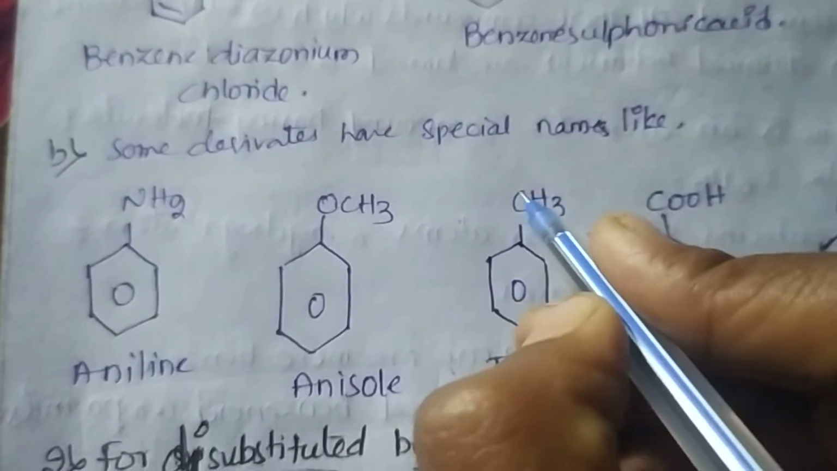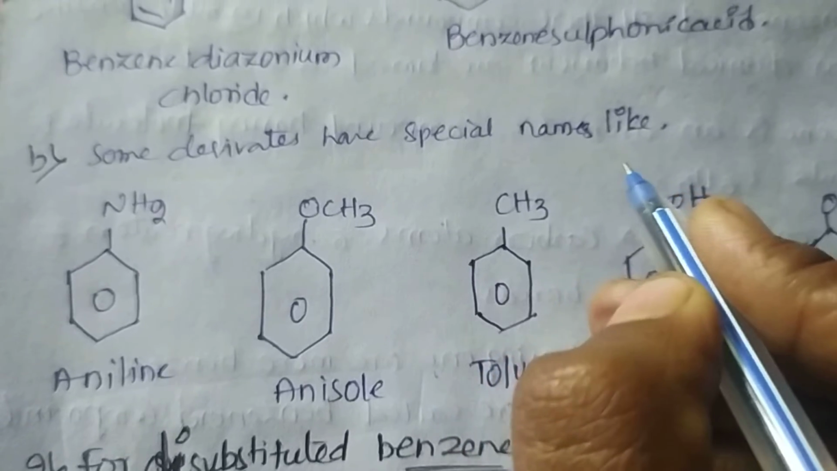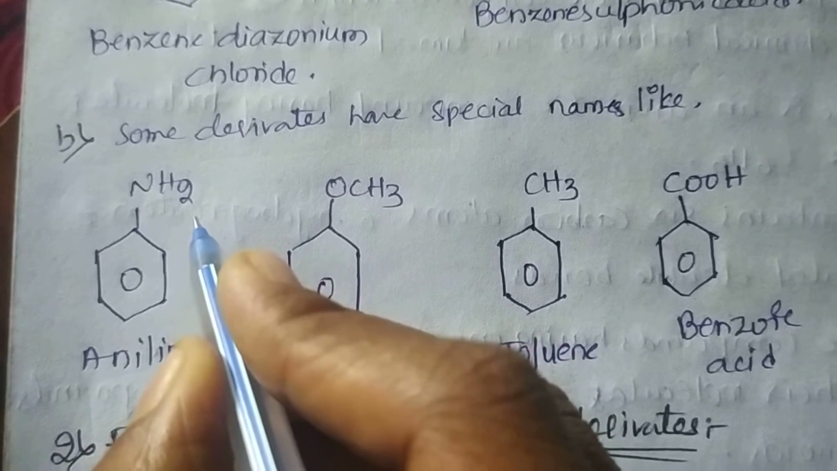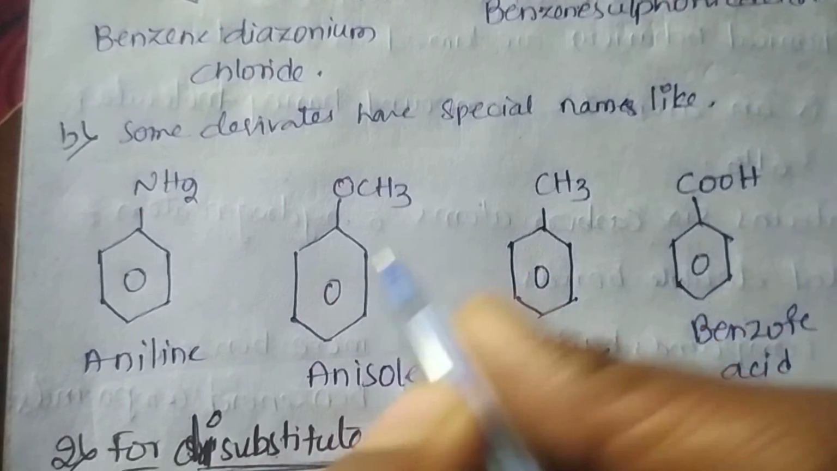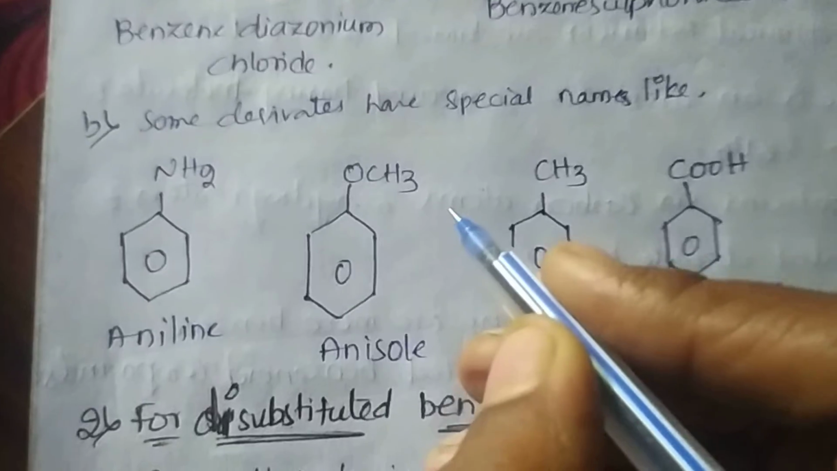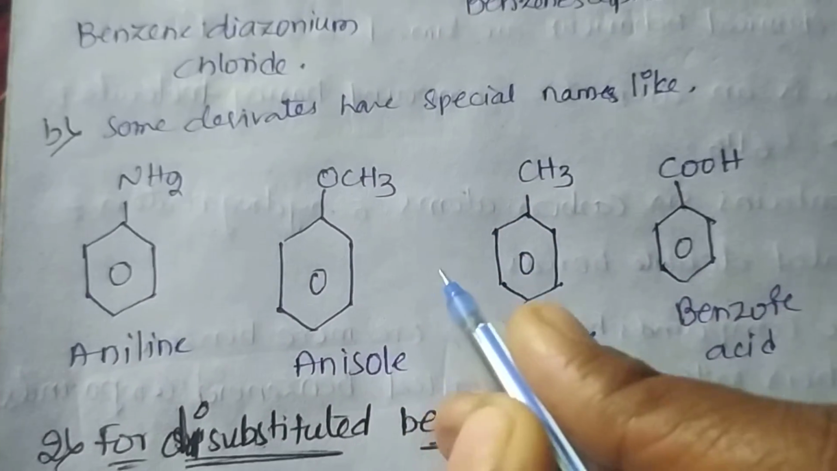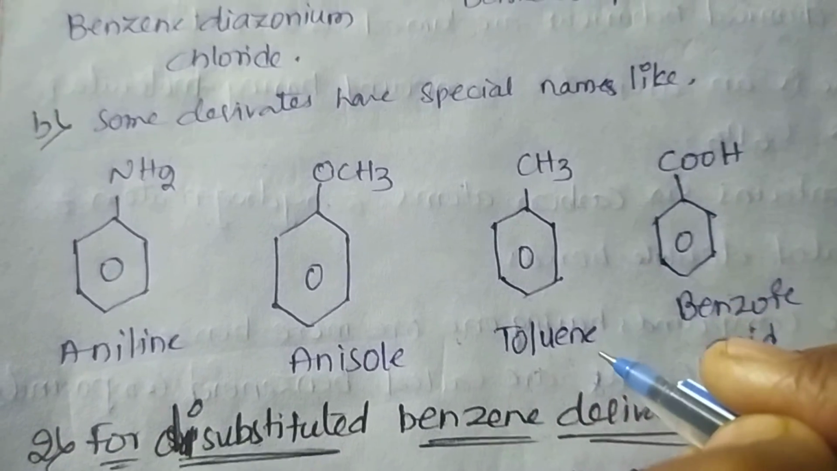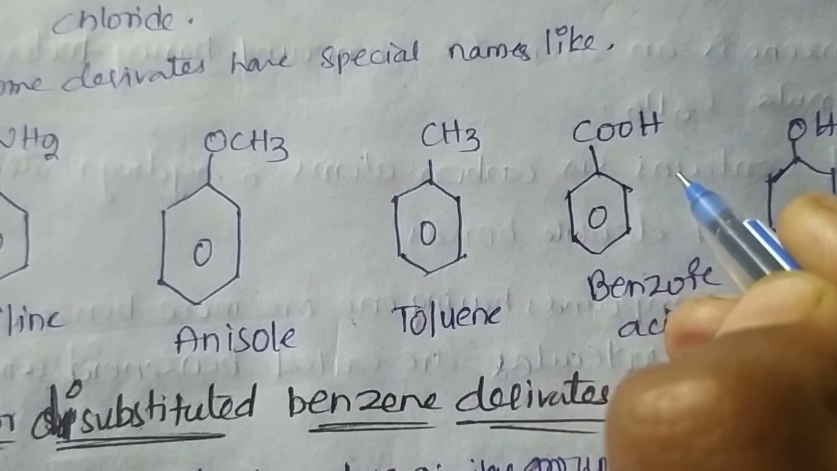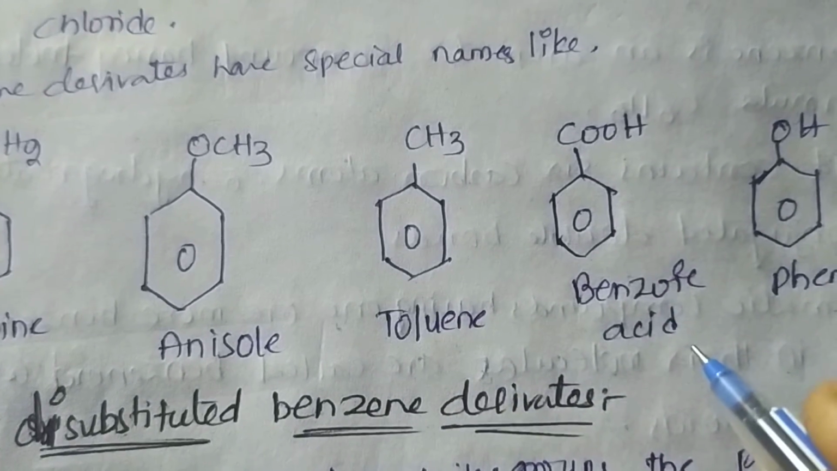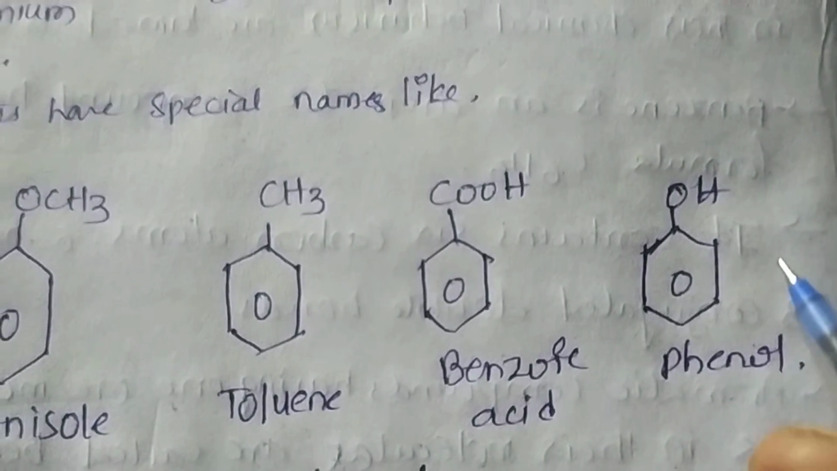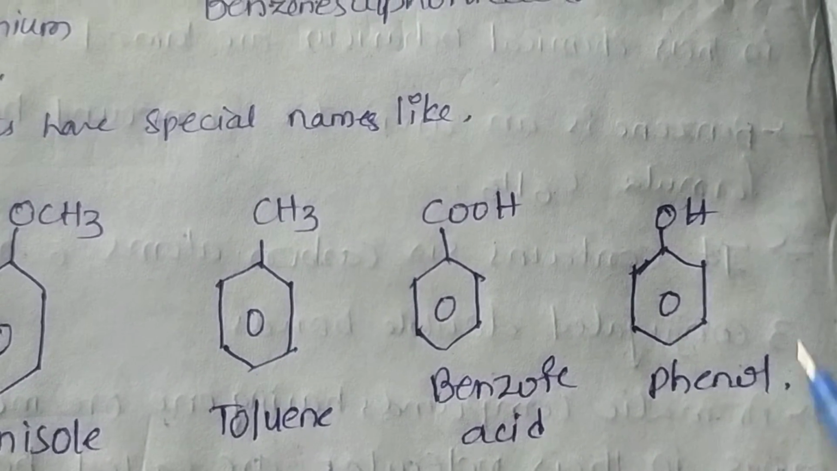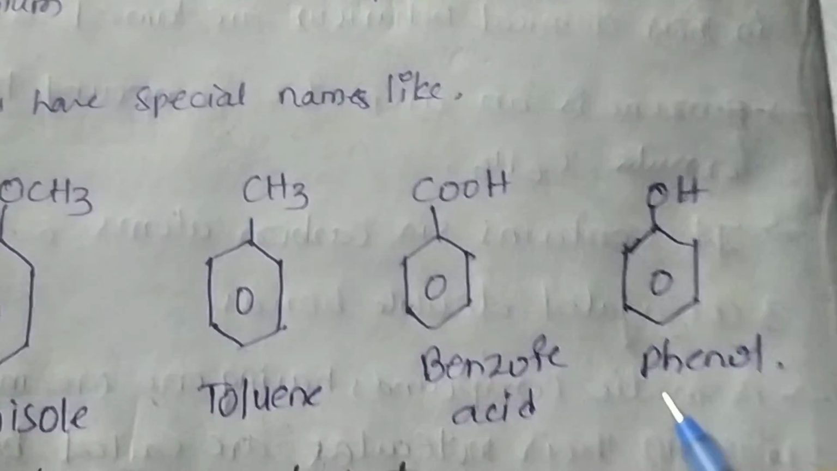Next, some derivatives have special names. When an amino group is attached, it is given as aniline. When a methoxy group is attached, it is called anisole. When a methyl group is attached, it is called toluene. When a carboxylic acid group is attached, it is called benzoic acid. And next, when a hydroxyl group is attached, it is called phenol.